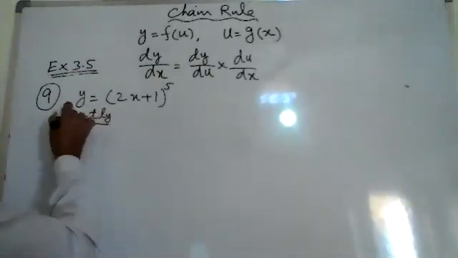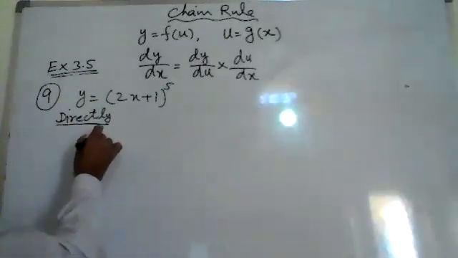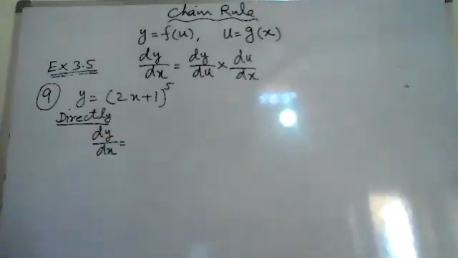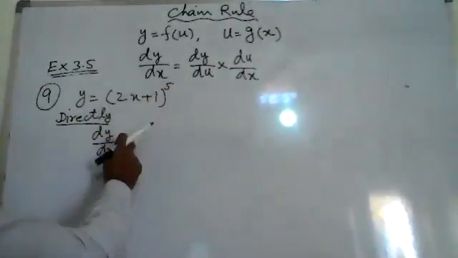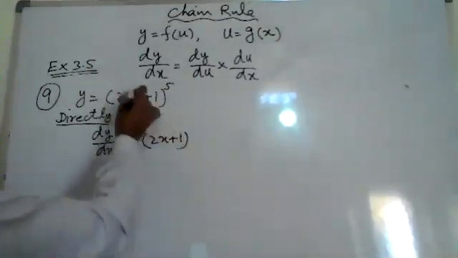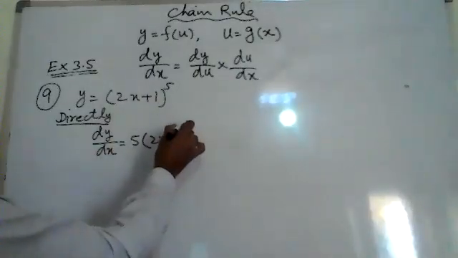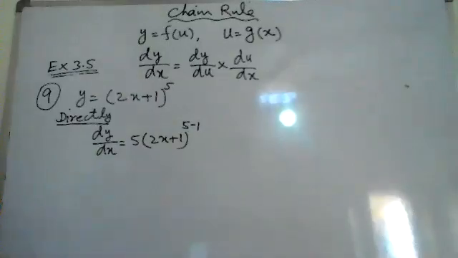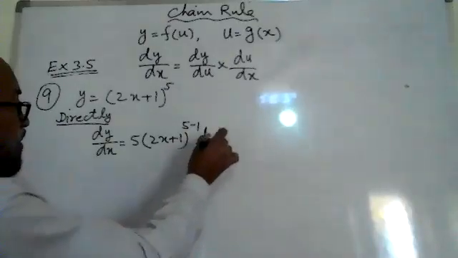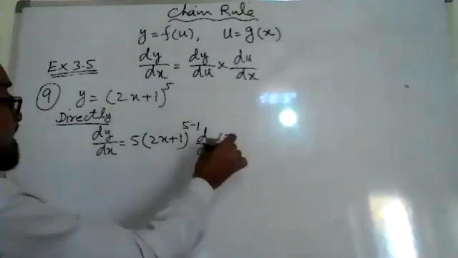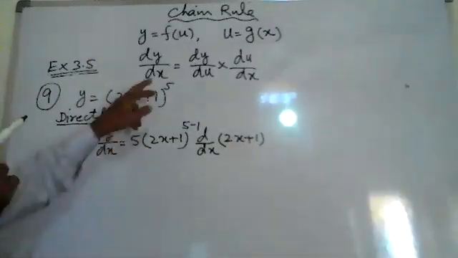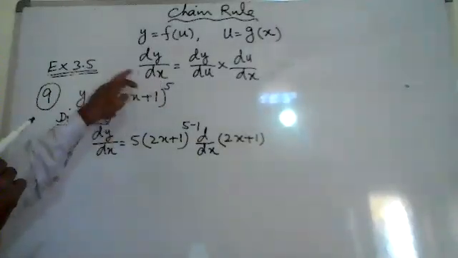Without supposing, dy upon dx will be equal to, first of all, 5 will be shifted over there. 5 into (2x plus 1), that will remain as it is, and the whole power 5 minus 1. Then we will take the derivative of 2x plus 1, what is inside, without the whole power. First we'll take the 5, the power. We will take the function power.